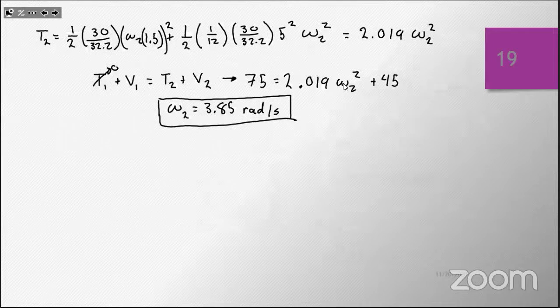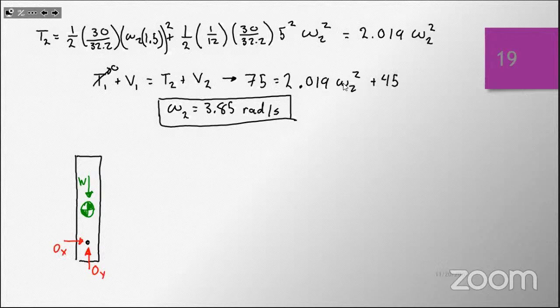Well, let's draw a free body diagram, right? Because I want to find the reactions. So here we go. I got this free body diagram. Here's my center of gravity. There's some weight that's passing through there. Here's point O. I've got OY and OX. I know that this distance from here to here is 1.5 feet.